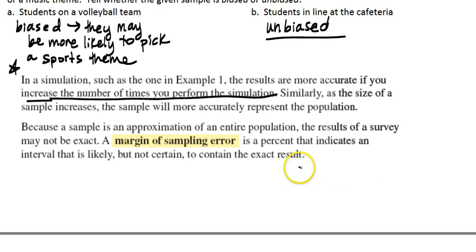And then because a sample is only an approximation, your survey results are not exact. So there's something called a margin of error, margin of sampling error, that indicates how likely you are to get the response that you asked for. And we have a formula for finding this that's on the next page. So flip to the back.